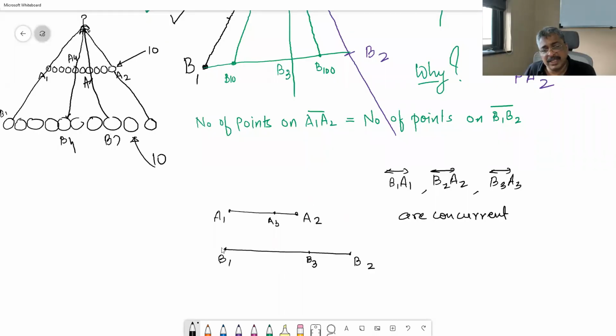Okay, conversely, suppose I have A1, A2 parallel to B1, B2, the two segments not of the same length, and there is another point A3 and B3 which possess exactly the same ratio with respect to A1, A2 and B1, B2 respectively. Can we prove that B1, A1, B3, A3 and B2, A2 are concurrent?